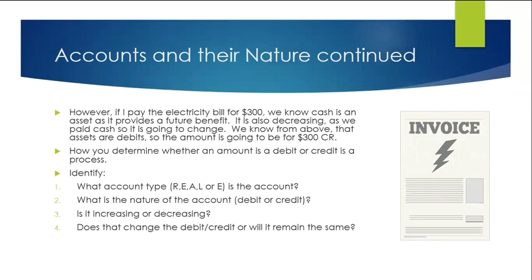It is a process that you follow over and over again. Firstly, identify what account type the account is. So is it revenue, expense, asset, liability or equity? What is the nature of the account? So is it a debit or a credit? Then you need to work out, is it increasing or decreasing? And then apply the principle: does that change the debit or credit, or will it remain the same?